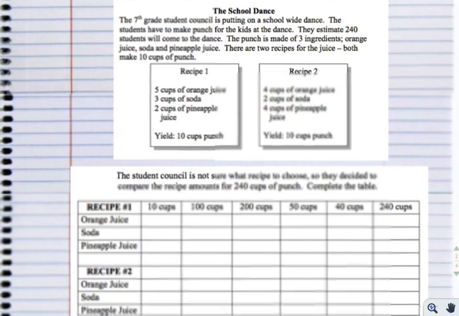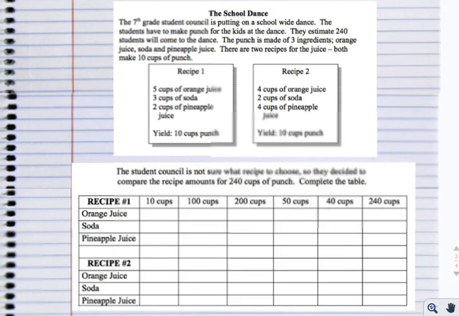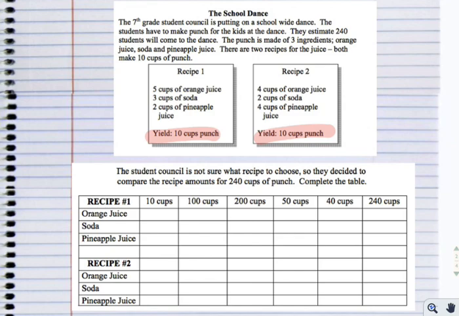The second example we have is about the school dance and having punch at the school dance. So it says the 7th grade student council is putting on a school-wide dance. The students have to make punch for the kids at the dance. They estimate 240 students will come. The punch is made up of 3 ingredients: orange juice, soda, and pineapple juice. There are 2 recipes for the juice. Both make 10 cups of punch. So the fact that they both make the same amount of juice is important for us to think about.